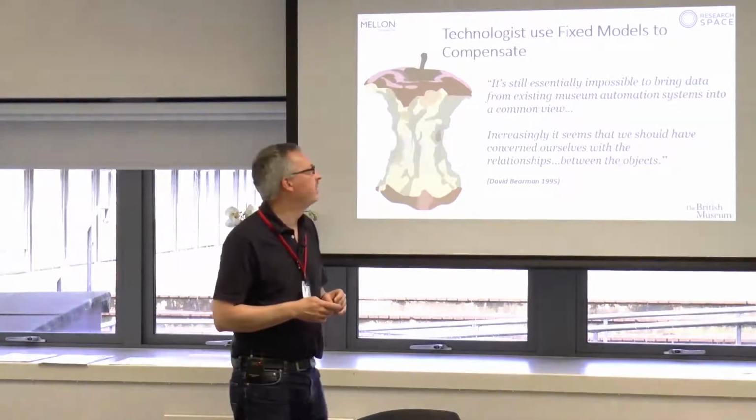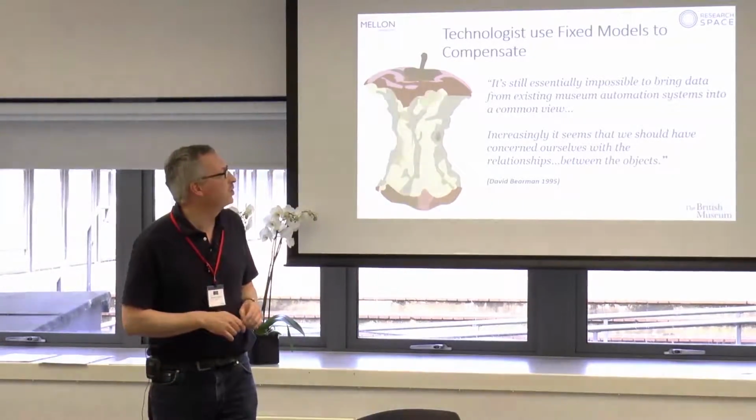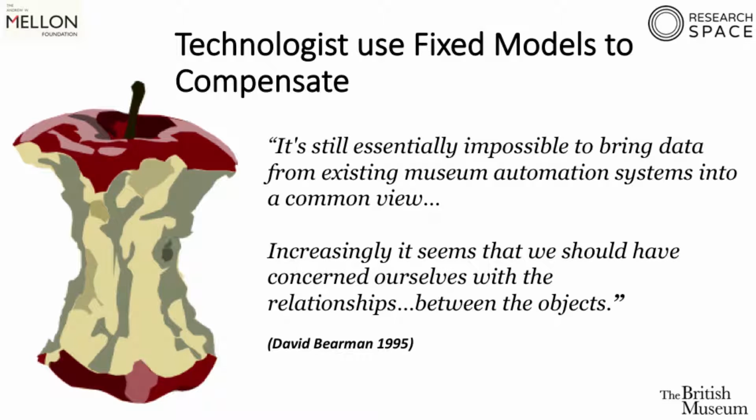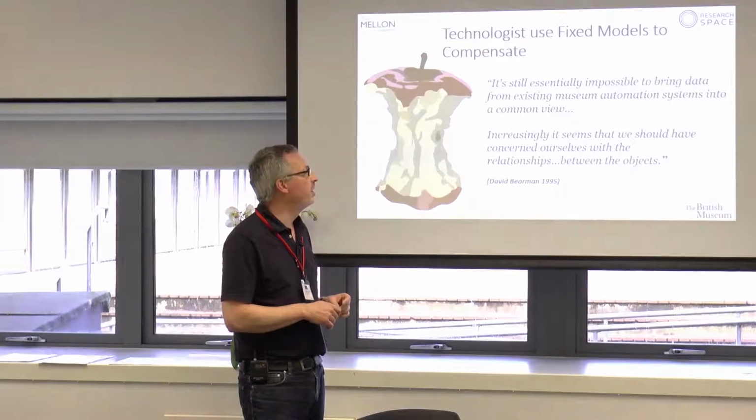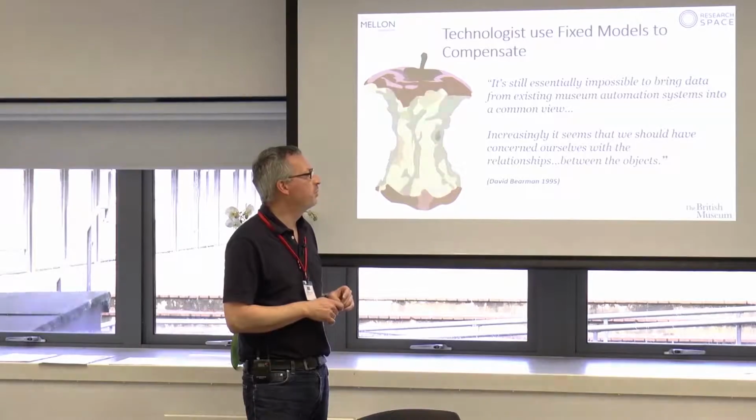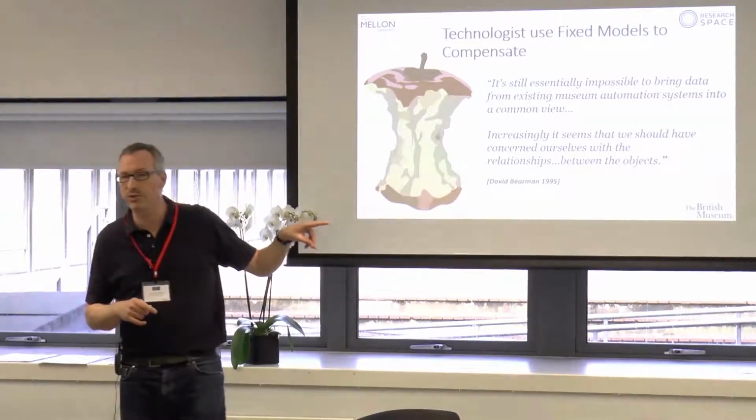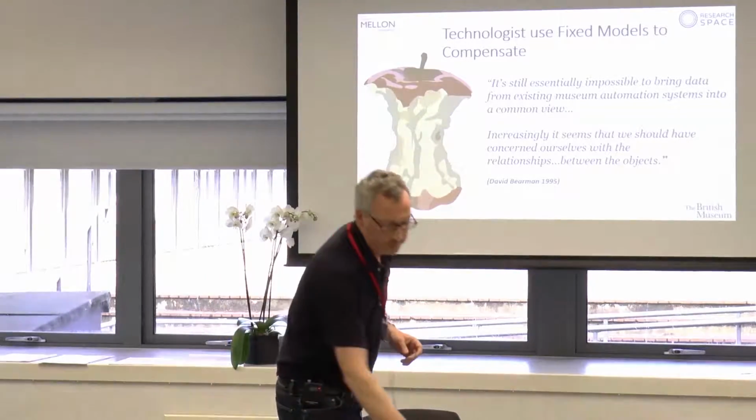This is around this time, and lots of projects were trying to squeeze data into these centralized models and having very poor success. And this is what he said: it's essentially impossible to bring data from existing museum automation systems into a common view, fixed values, fixed structures. Increasingly, it seems we should have concerned ourselves with the relationships between the objects. And this is the point at which the CIDOC CRM was conceived. So David Behrman's talking about a problem that we've never fixed up until this date, but we've known about.